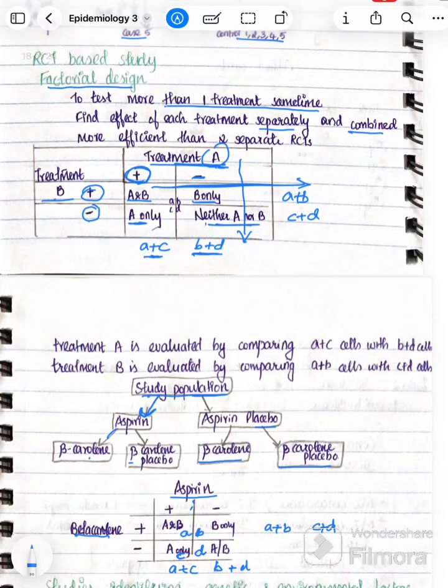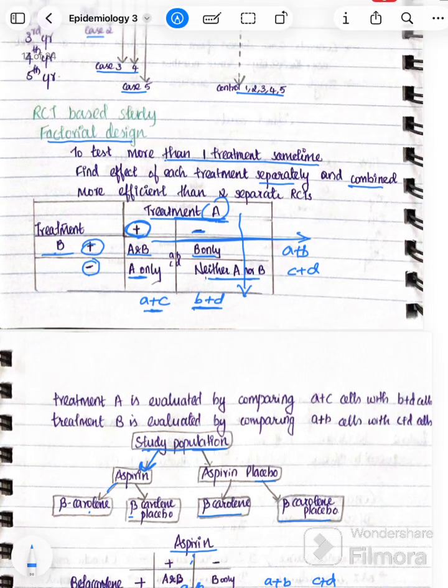So we have studied case crossover design, which is related to case control study; nested case control study, which is related to cohort study; and case cohort study, which is related to cohort study; and factorial design, related to RCT.